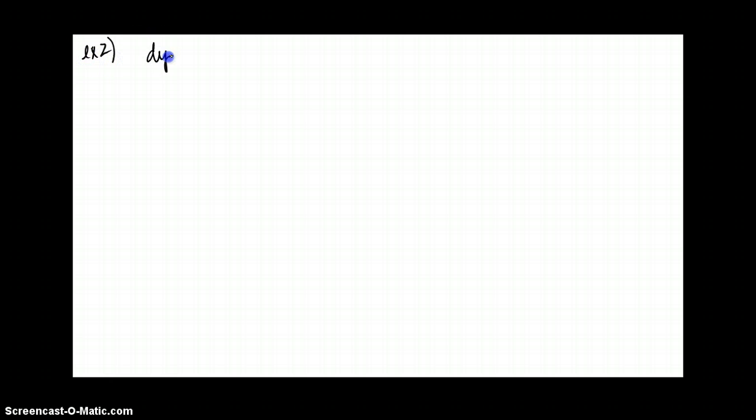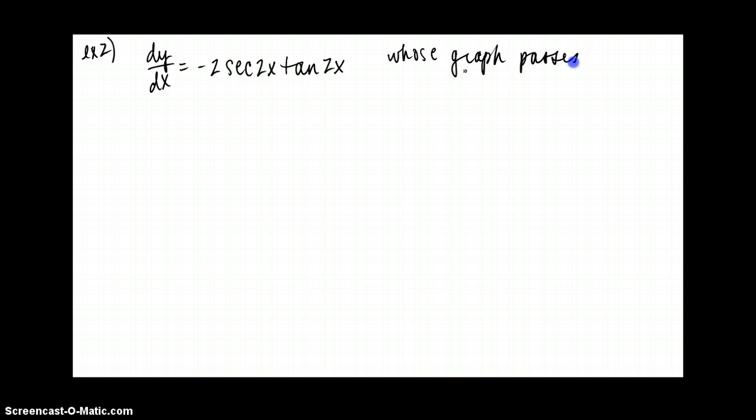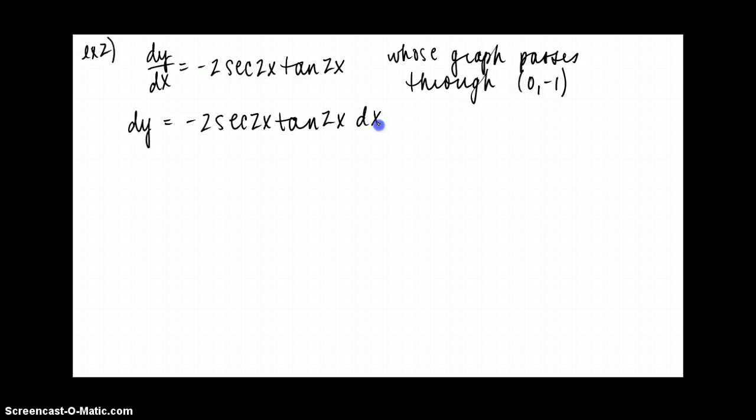Okay, so now given the differential equation, negative 2 secant of 2x tan of 2x. And we're given whose graph passes through the point 0, negative 1. So separate and integrate. Separate the variables, integrate both sides.